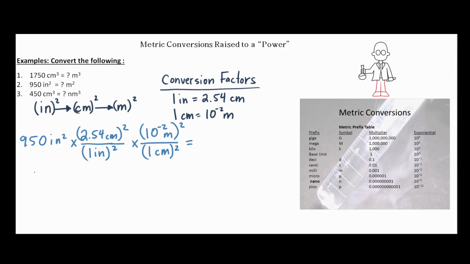Now, I can rewrite this out below what we have when we square these things. We have 950 inches squared times, when I square 2.54, I wind up with 6.45. Squaring the unit would give me centimeters squared. When I square 1, I wind up with 1. Squaring the unit, I get inches squared.